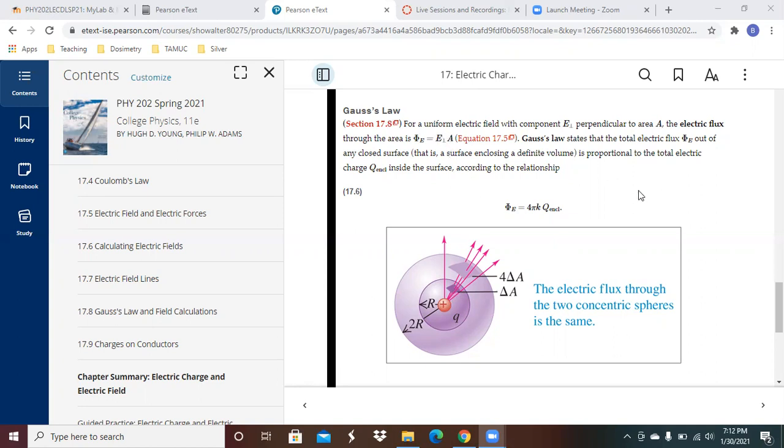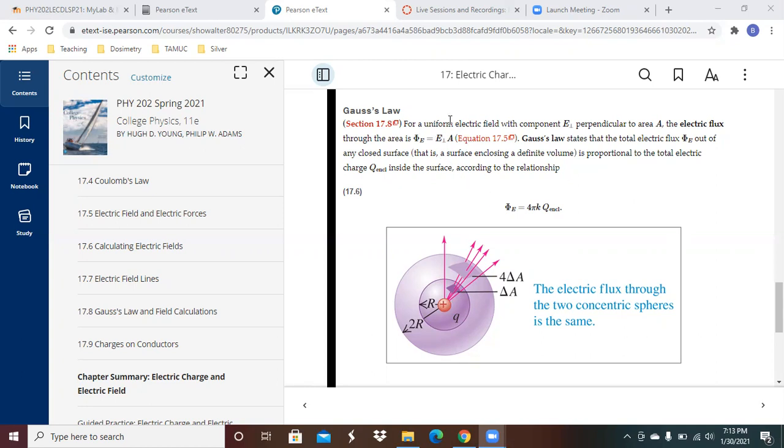Gauss's law states that the total electric flux out of any closed surface, that is a surface enclosing a definite volume, is going to be proportional to the total electric charge that is inside the surface.